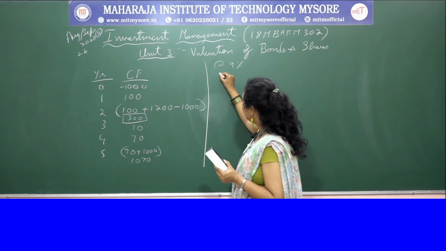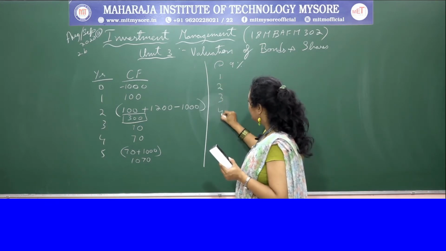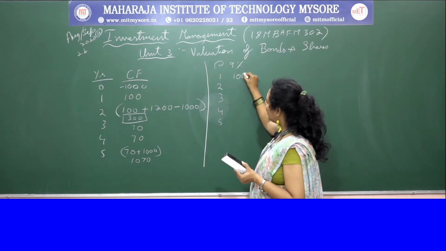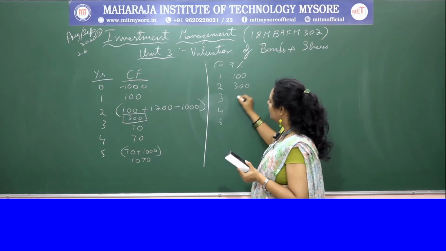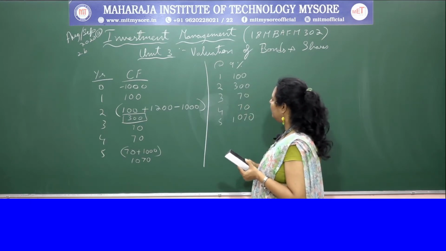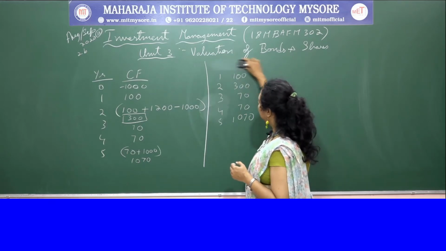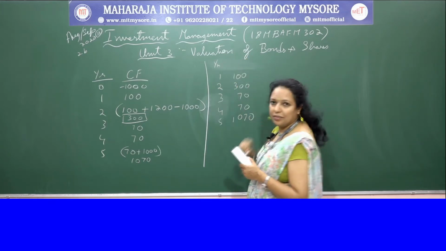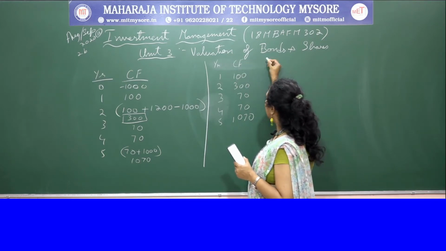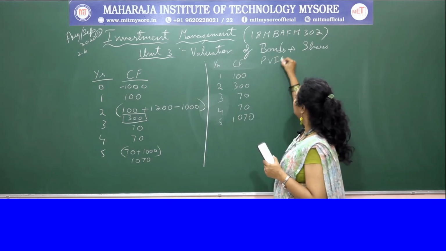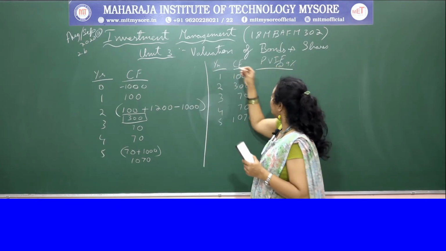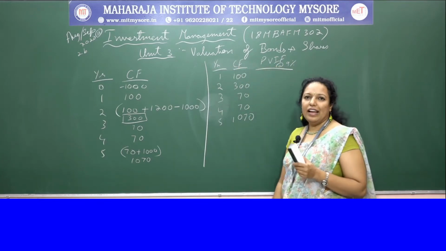I'll write here 1, 2, 3, 4, 5 years. I've done the cash flow calculation there. I'll write the cash flows 100, 300, 70, 70 and 1070. So this is at 9%. This is year, and this is cash flow. And here I'll write present value interest factor at 9%.